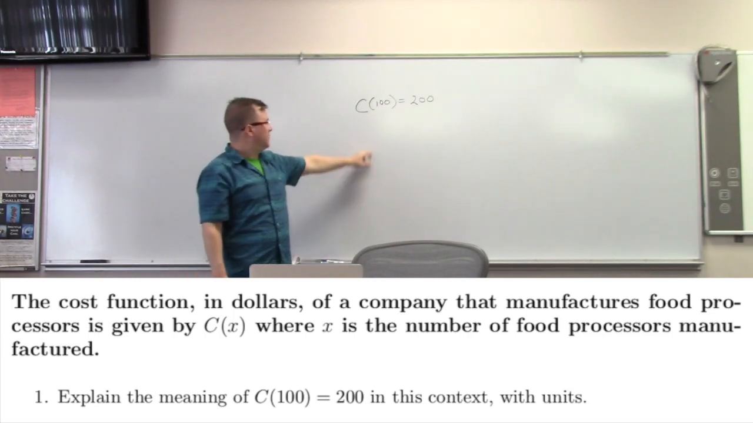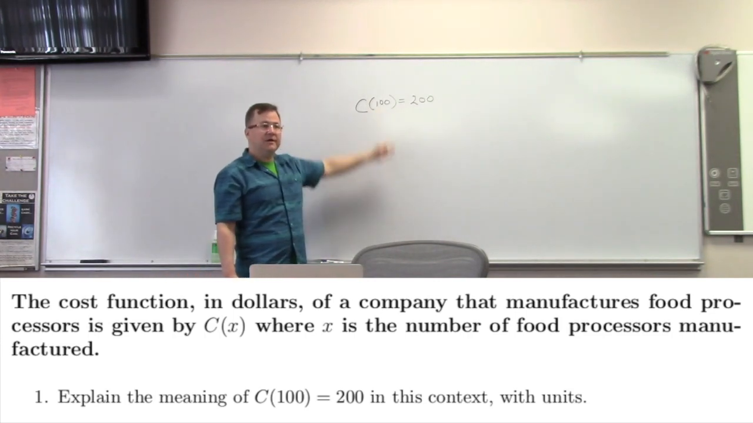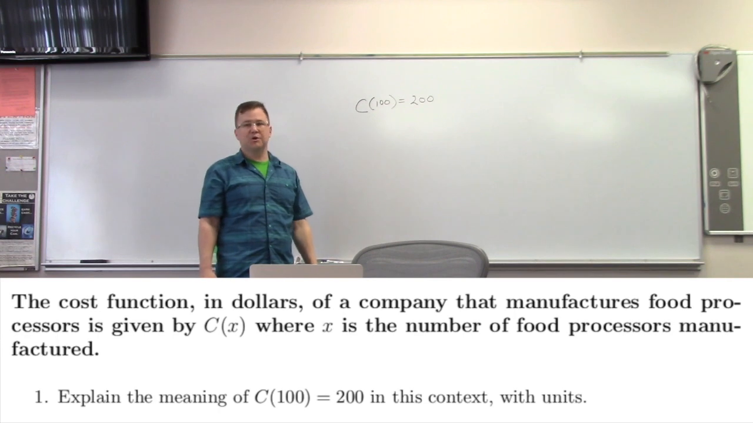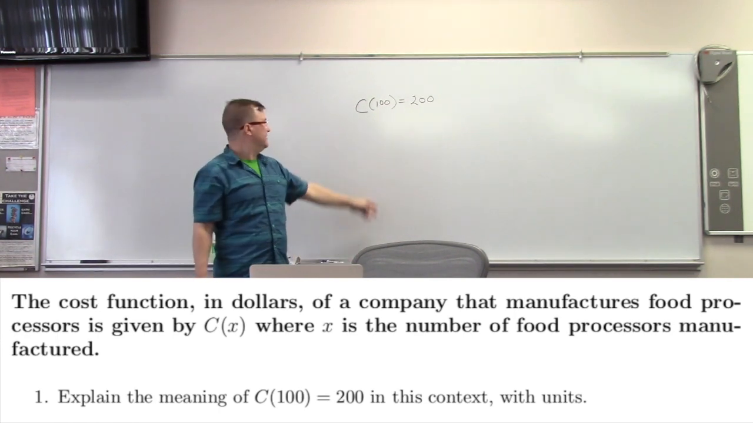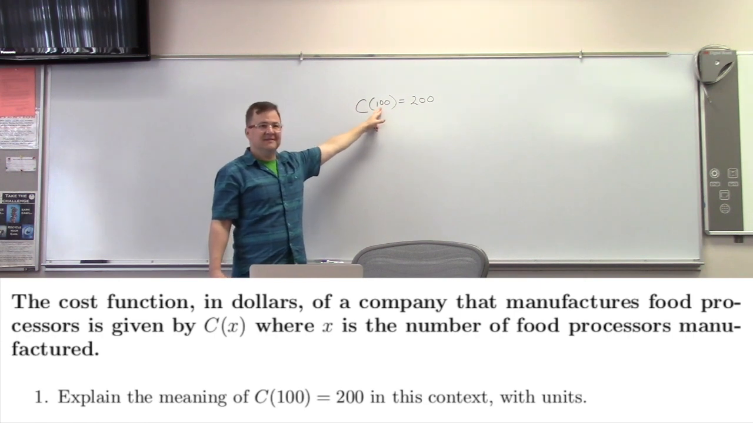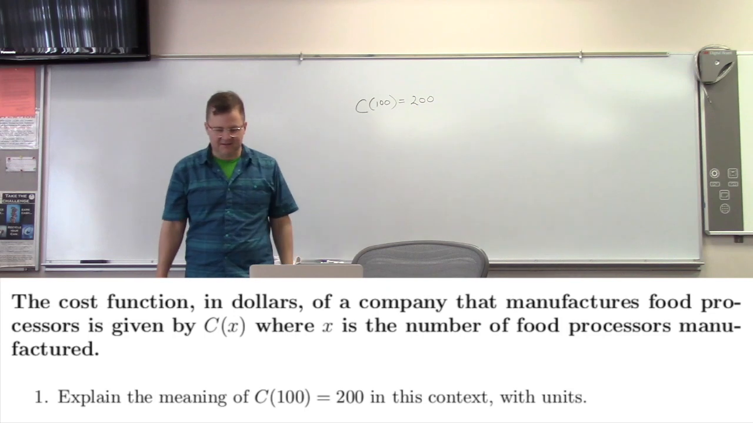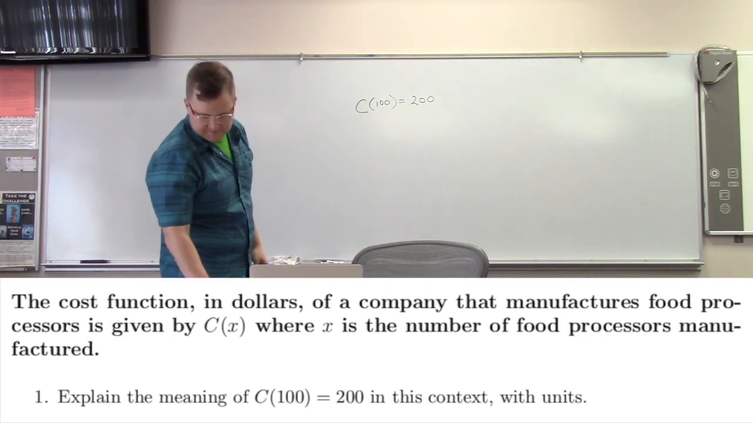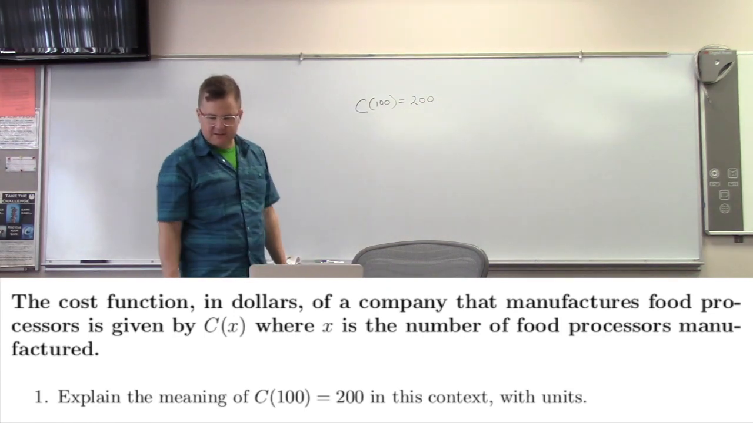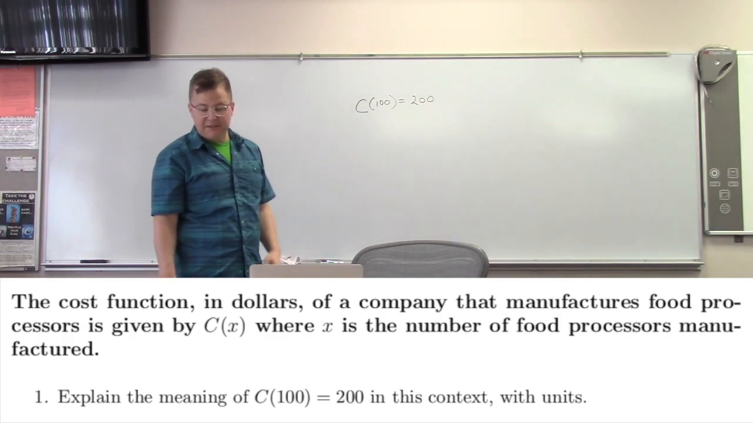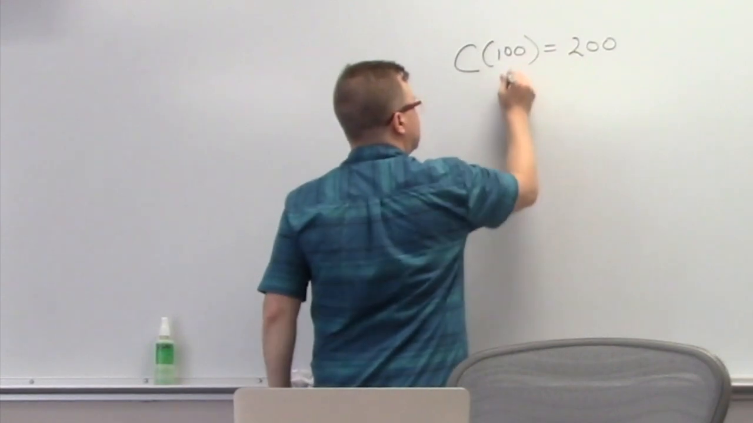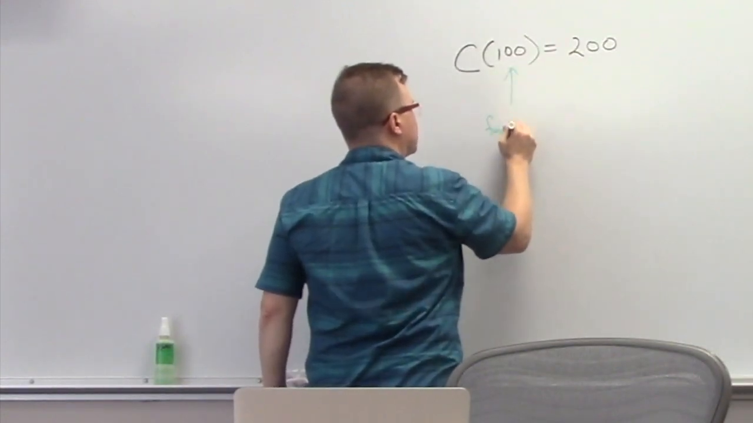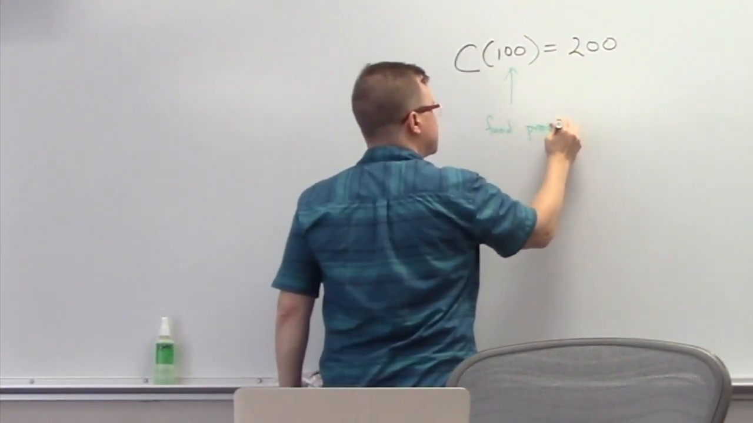And so bearing that in mind, that 100 actually has units. And interpreting it is a lot easier if you know what the units are, right? You know, is that 100 dogs? Is that 100 ounces? Is that what? 100 food processors. Yeah. So it says clearly that x, or the input, is the number of food processors. So that's 100 food processors.